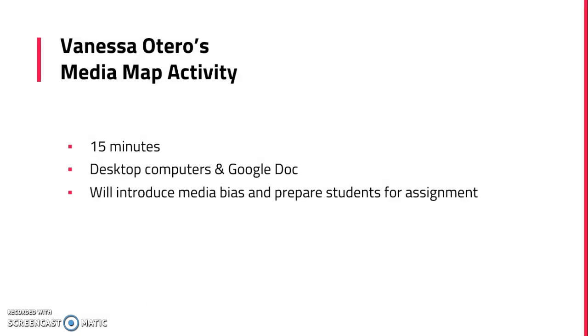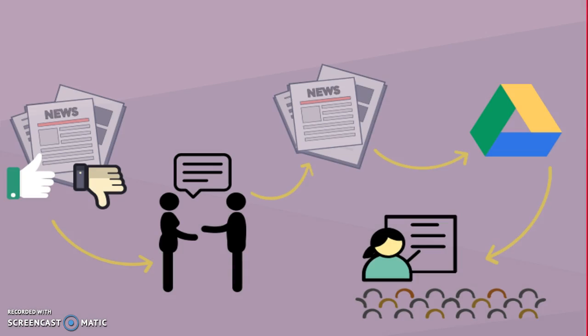The plan is for the activity to be about 15 minutes in length, although that is a concern of mine. We'll be in our regular computer lab that we're always in for workshops. They'll have desktop computers, and the activity revolves around a Google Doc that they will be using. The idea basically is for this activity to facilitate discussion, illustrate media bias, prepare students for the final assignment because it's going to have the same type of thing in it about the media map, and then drive home the fact that media bias can be subjective.